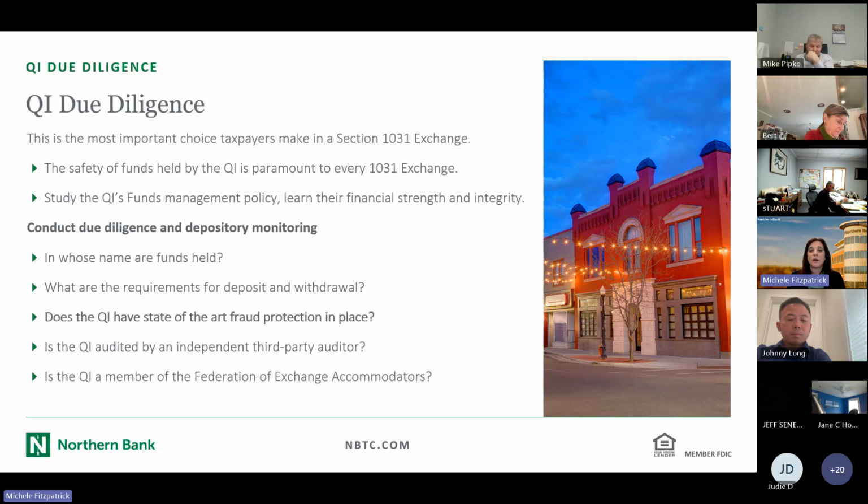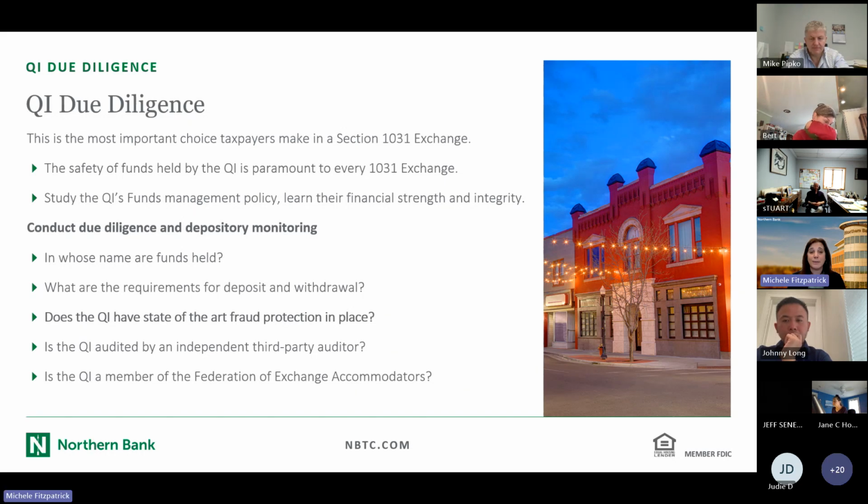But if you are shopping, for safety, these are the questions that you ask. How does the QI handle the funds, and what is their fund management policy? The strength of their financial partners and the banks that they use. What are the requirements to deposit or withdraw funds? Withdraw funds primarily. Is it under dual control? Do they have fraud protection in place?